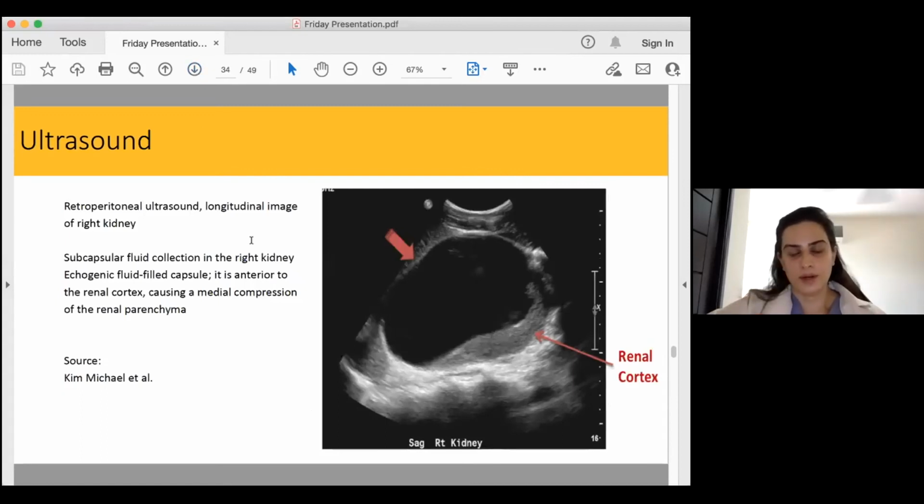So again, repeating what I said earlier, we have the subcapsular fluid collection in the right kidney. It's an anechoic fluid-filled collection within the capsule. It's anterior to the renal cortex, and it's causing a medial compression of the renal parenchyma.